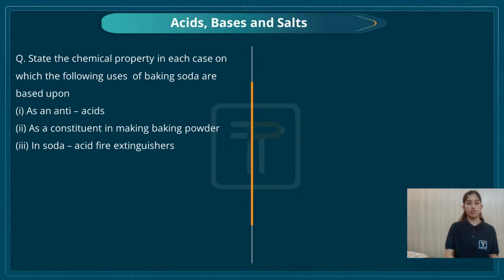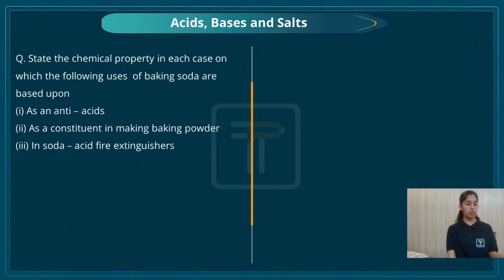The question: state the chemical property in each case on which the following use of baking soda is based. Uses of baking soda. Now, baking soda is used as an antacid. It is used as a constituent in making baking powder, and it is also used in soda acid fire extinguishers. Yes, but why is it used? Now, this question is asking you why. You will have to answer the why.